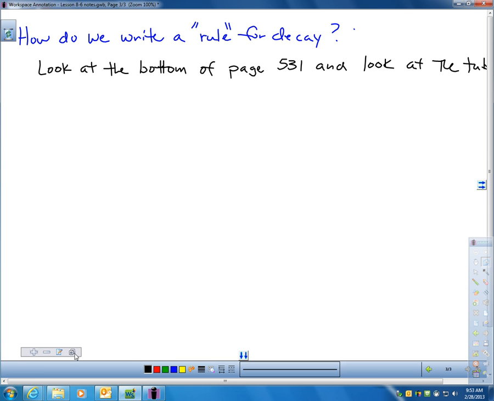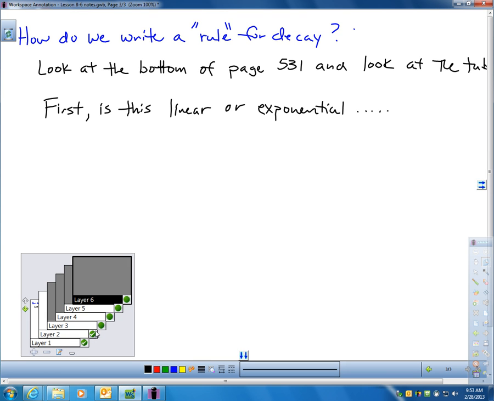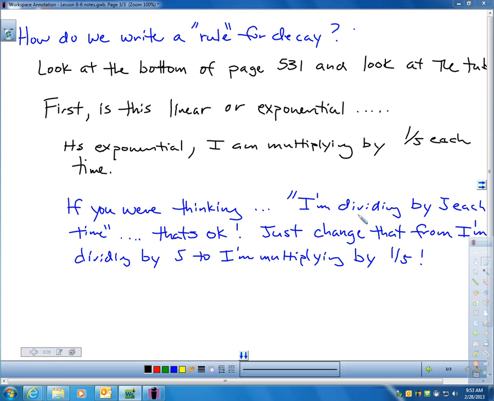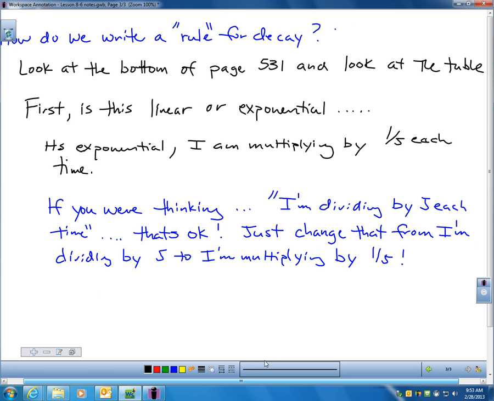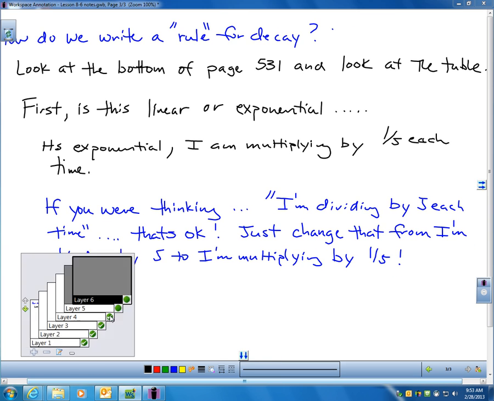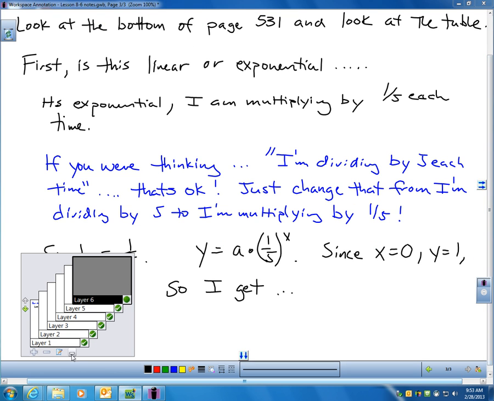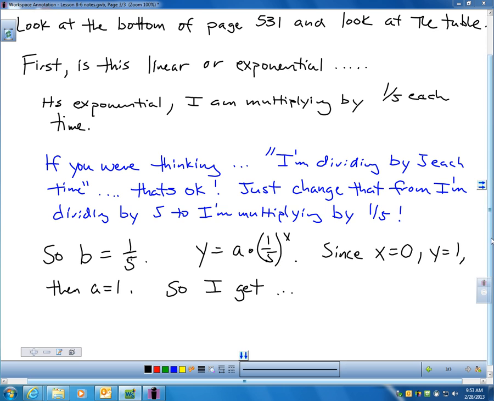What I just figured out is that this is decay. It's exponential decay because I'm multiplying by a fifth each time. Again, remember, if you were thinking, wait a minute, I was dividing by 5 each time, that's fine. Just change that thinking from dividing by 5 to, hey, dividing by 5 is multiplying by a fifth, which means b is a fifth. And then to find a, remember, you look at your table.